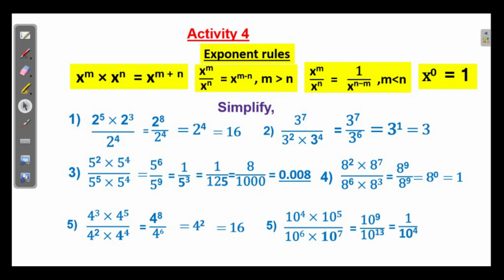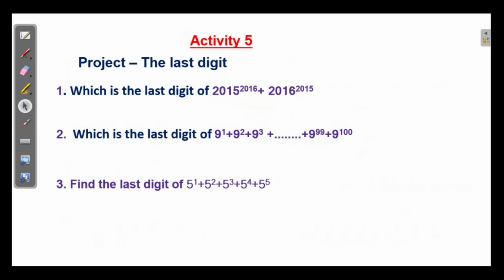Similarly, the 10th term also, 1 by 10 raised to 4 is 1 by 10,000. And here also the decimal place will move how many places to the left? 4 zeros. 4 places to the left. 1 place here. Then we have to put 3 more zeros here to get the answer. 0.0001. The fifth activity is the project last digit that you have already done.